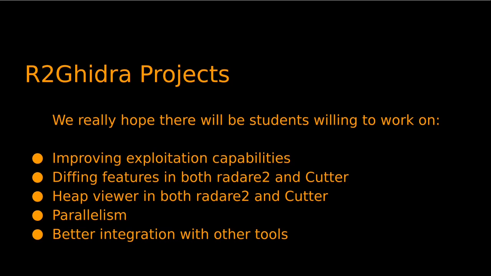But for some of the projects we really hoped that there would be more candidates who would want to work on them, but nobody took them so far. It's improving exploitation capabilities, for example, like ROP search. We hope someday Radare will have a ROP compiler, and also we should work on improving different features in both Radare and Cutter, and heap viewer, which is also a very common tool during exploitation.